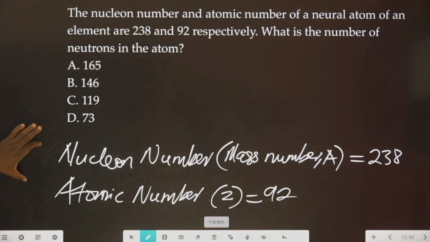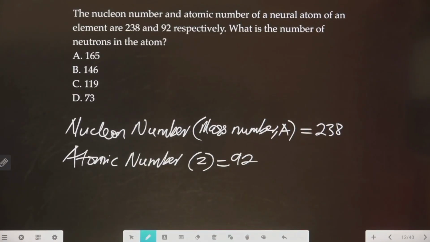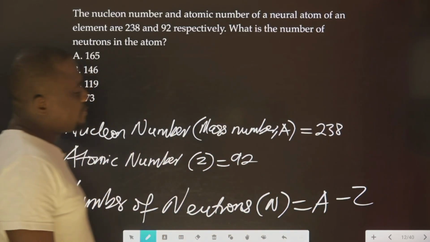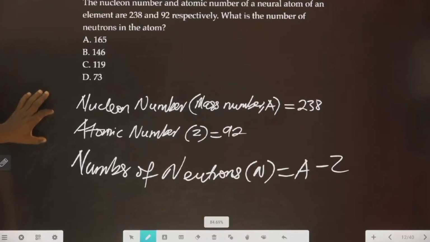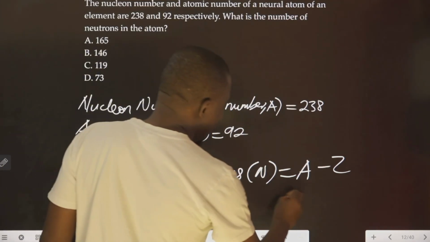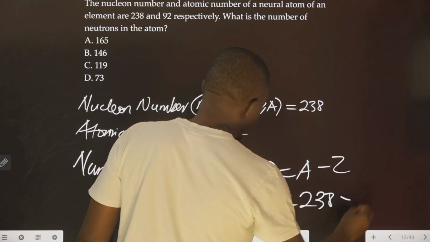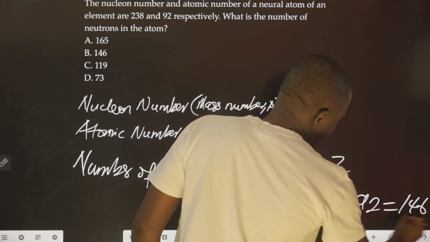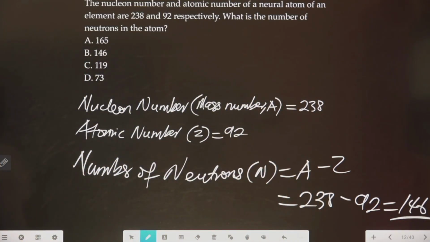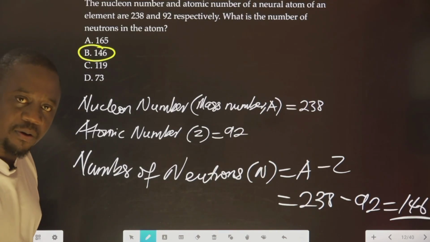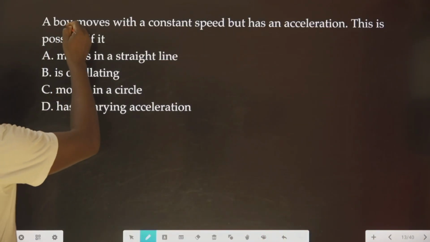Okay? So with this information now, we know what to do. What are we going to do? The number of neutrons, N, is equal to A minus Z. So what we need to do now is to subtract this from this. And you agree with me, if you do that, 238 minus 92, you're going to have 146. So you can see here, B is the answer. That is 146. Okay? Let's look at this. It says, sorry, this is a body.